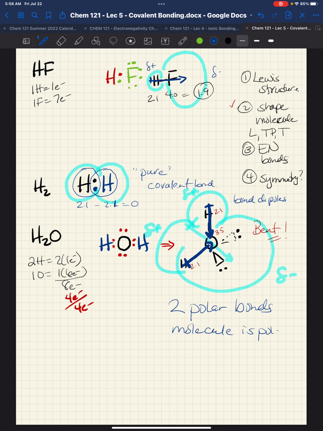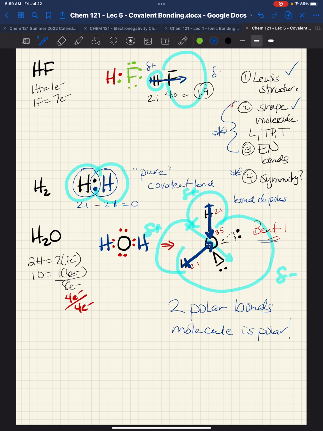And that's because of the asymmetry. So we have to think about all these things working together. We said, let's do the Lewis structure, let's get to the shape, and then let's think about the bonds in terms of single bonds within the molecule. And then we want to think about the three dimensions of how those bonds are working together with the geometry, to decide if this is polar or nonpolar. Okay, let me give you another one. So this is an example of a polar molecule with polar bonds.